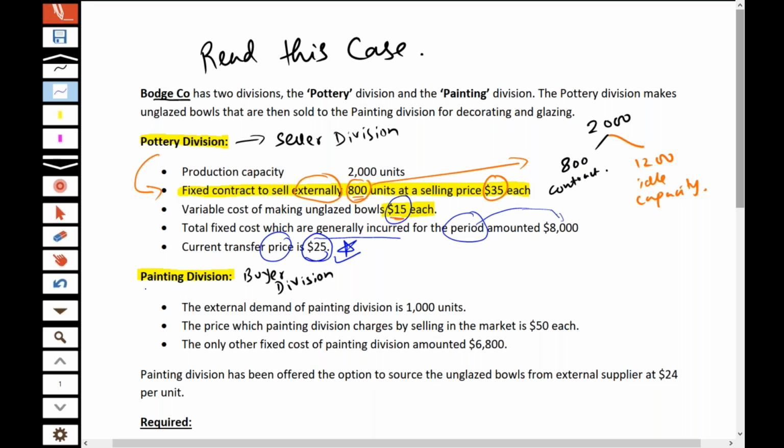Now, painting division. The external demand of painting division is 1,000 units. Obviously, to fulfill the demand of painting division, it will be purchased.